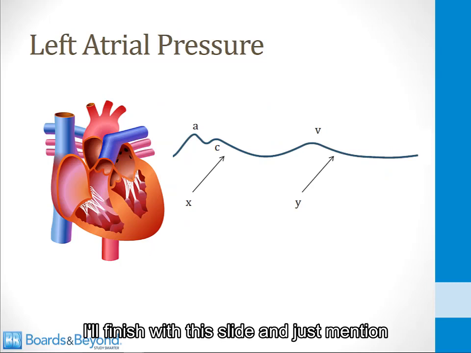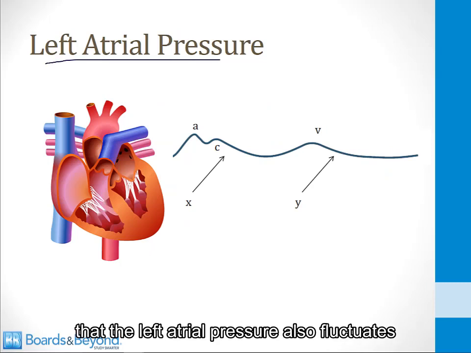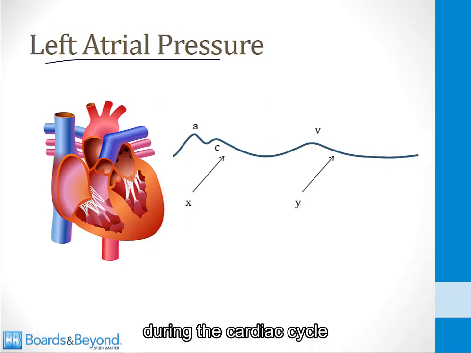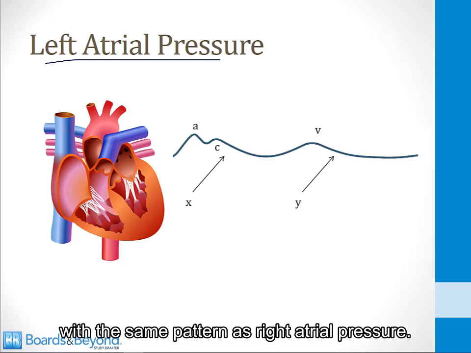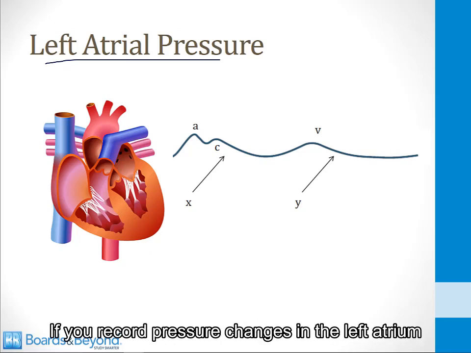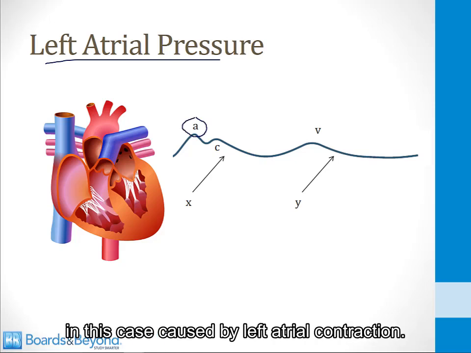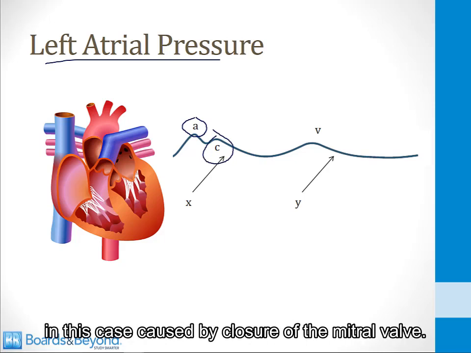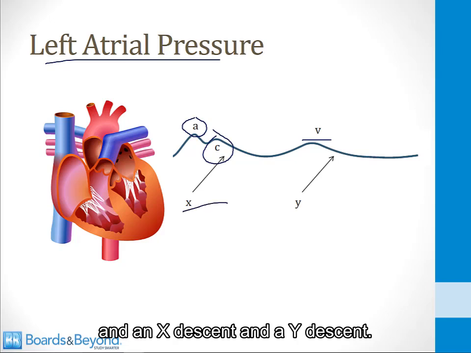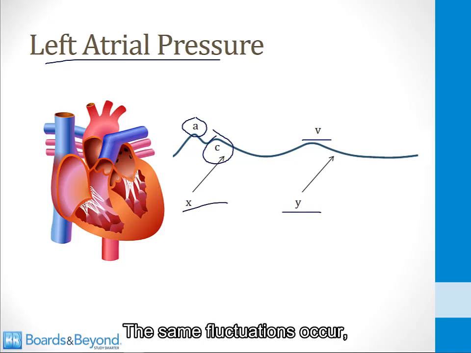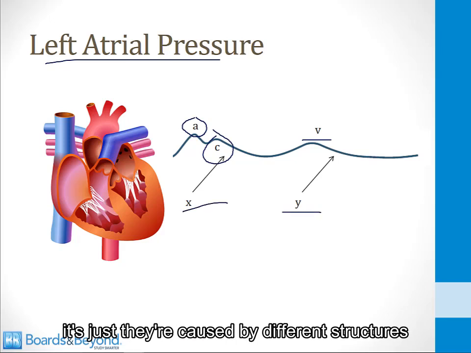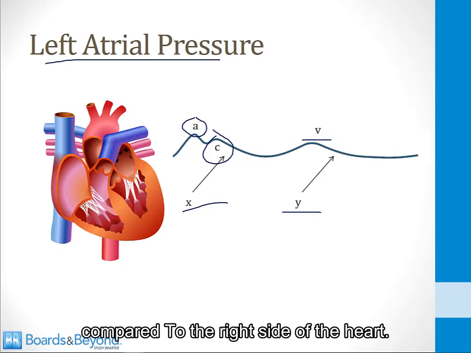I'll finish with this slide and just mention that the left atrial pressure also fluctuates during the cardiac cycle with the same pattern as right atrial pressure. If you record pressure changes in the left atrium during the cardiac cycle, you would see an A wave, in this case caused by left atrial contraction. You would also see a C wave, in this case caused by closure of the mitral valve. And you would also see a V wave and an X descent and a Y descent. The same fluctuations occur, it's just they're caused by different structures on the left side of the heart compared to the right side of the heart.